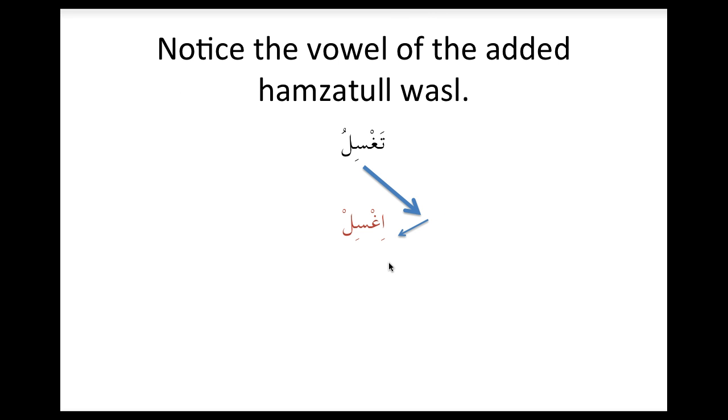Notice the vowel of the همزة الوصل. It has the same vowel of the letter which is before the last. كسرة، كسرة. تغسل، اغسل.